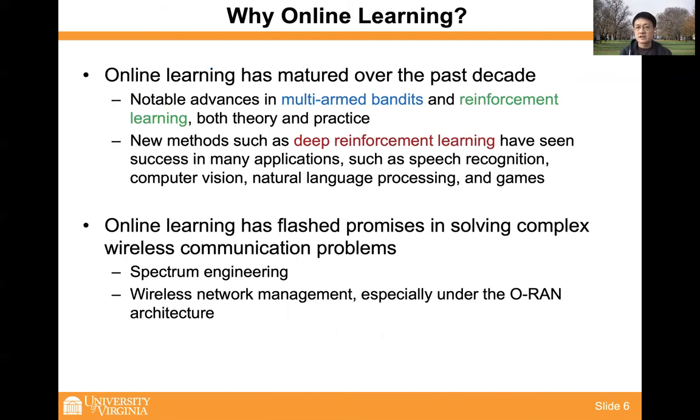The second part is basically that online learning is ready to contribute to our problem. Online learning has matured over the past decade, especially. The topic itself has a long history. It actually dates back to the 1930s when the first paper on multi-arm bandit, for example, appears. However, this technique has attracted a lot of interest over the last decade, and many advances have been made. And especially these notable advances in multi-arm bandits and reinforcement learning, both in theory and practice, put us in a good position to consider this tool for wireless communications.